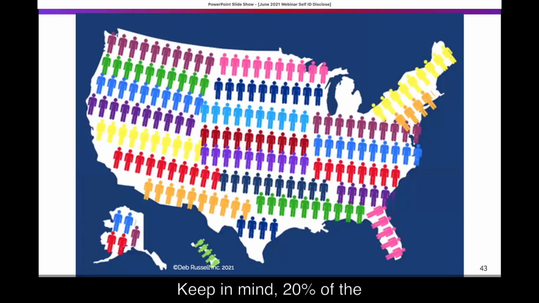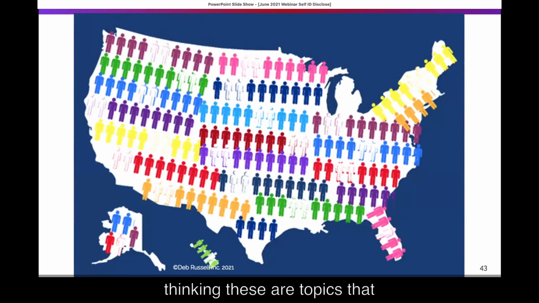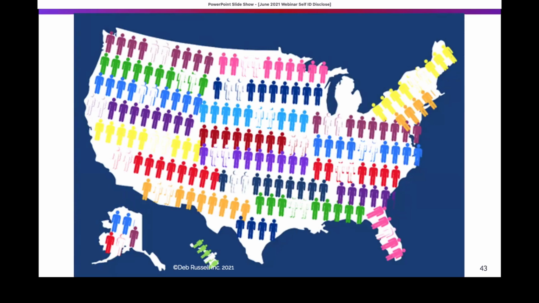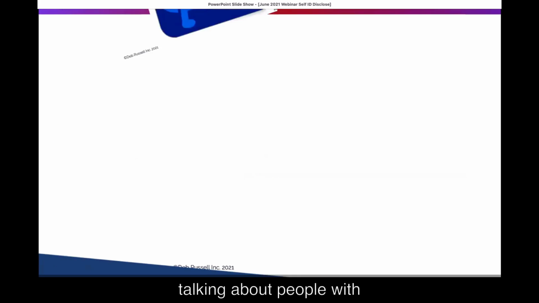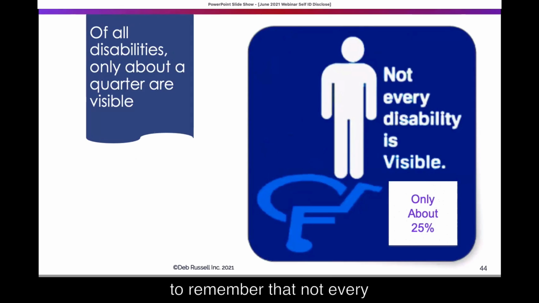Keep in mind, 20% of the population in the US has a disability. So if you are thinking these are topics that don't require a lot of effort on your part, or are frivolous, or don't need to be focused on, well, you're probably not watching this webinar, but you're missing out on a very large portion of people with disabilities. And when we're talking about people with disabilities, either as your current employees or as your future employees, it's important to remember that not every disability is visible. So although the international symbol for disability is a person in a wheelchair, that's a very small percentage of people with disabilities as a whole.